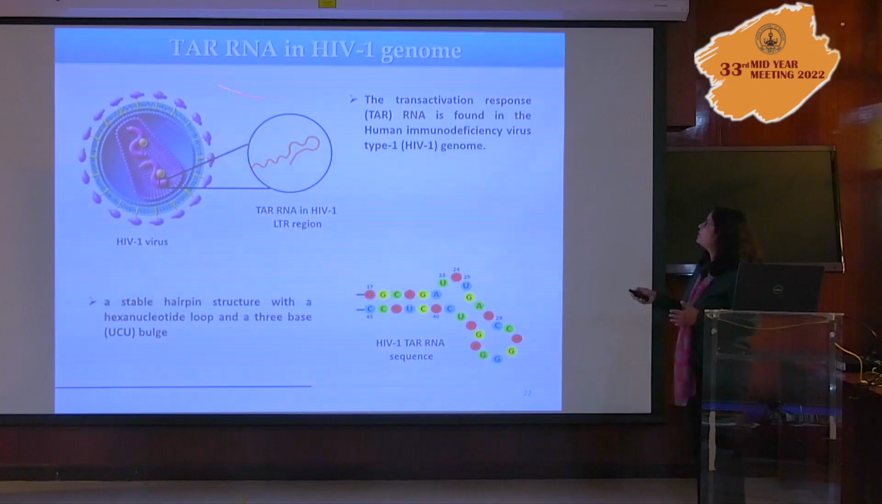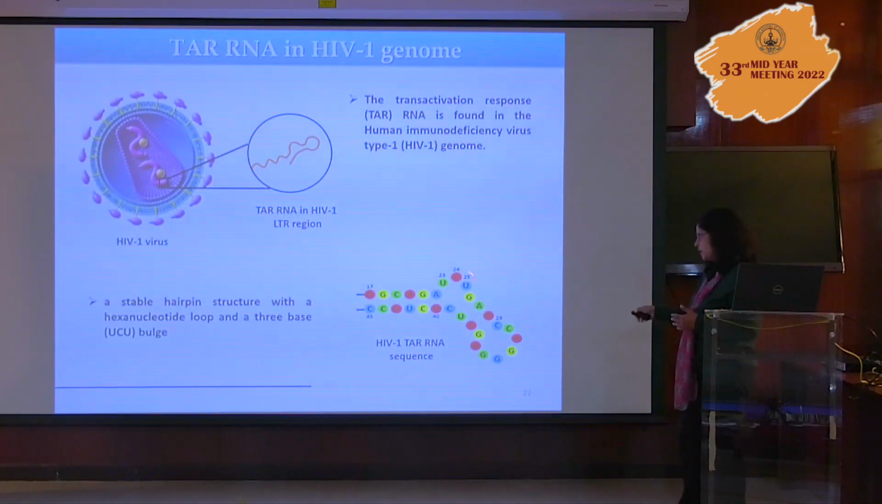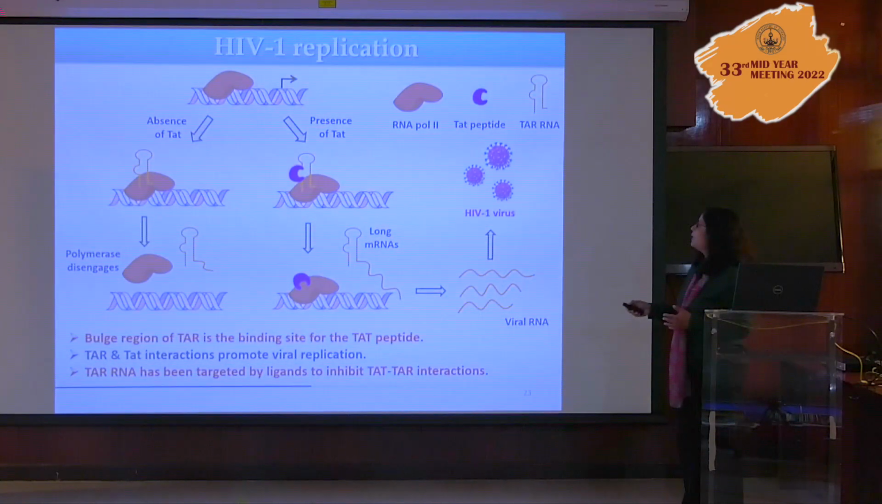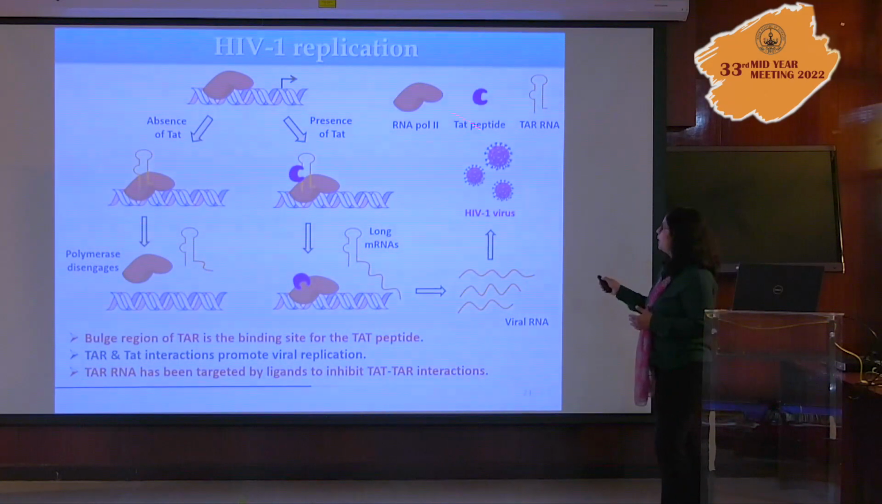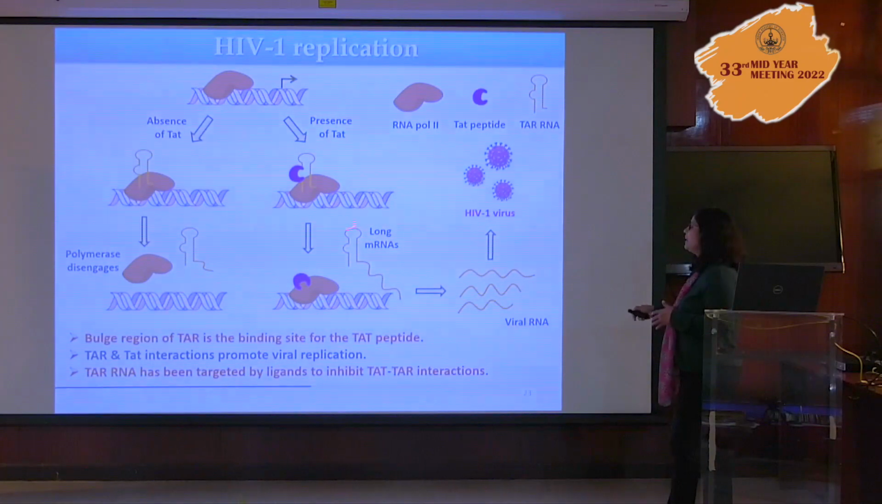So, we have used TAR RNA, which is present in the HIV-1 genome, and this TAR RNA can adopt this type of secondary structure, a stable hairpin structure containing UCU bulge, a 3-base bulge, and this hexanucleotide loop region. So, it has been shown the binding of a TAT peptide with TAR RNA promotes the viral replication. So, therefore, TAR RNA has been targeted by ligands to inhibit TAT-TAR interactions and thus viral replication.